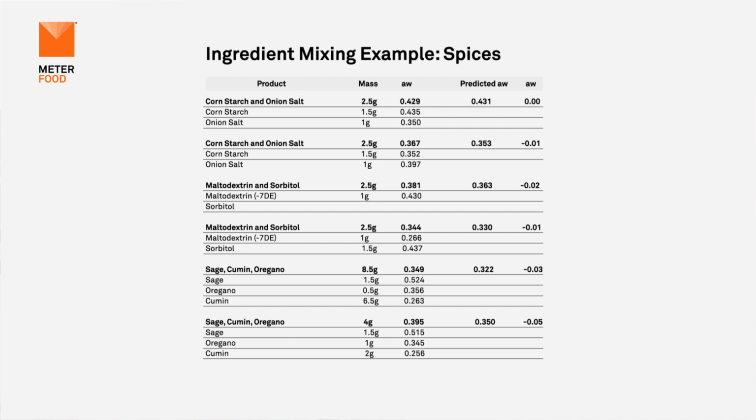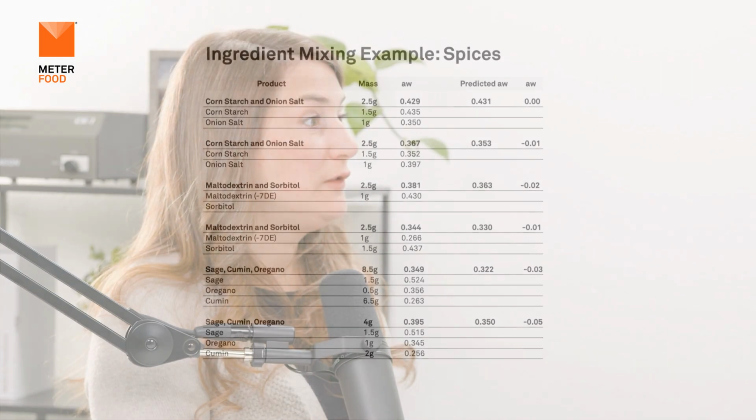And those worked quite well. Our worst case scenario in the setup that we did was the very last example. And maybe I shouldn't say that, but the scientist in me says I need to. And you will see that our predicted was 0.35 water activity, where our actual was 0.395. So it was about 0.05 lower.